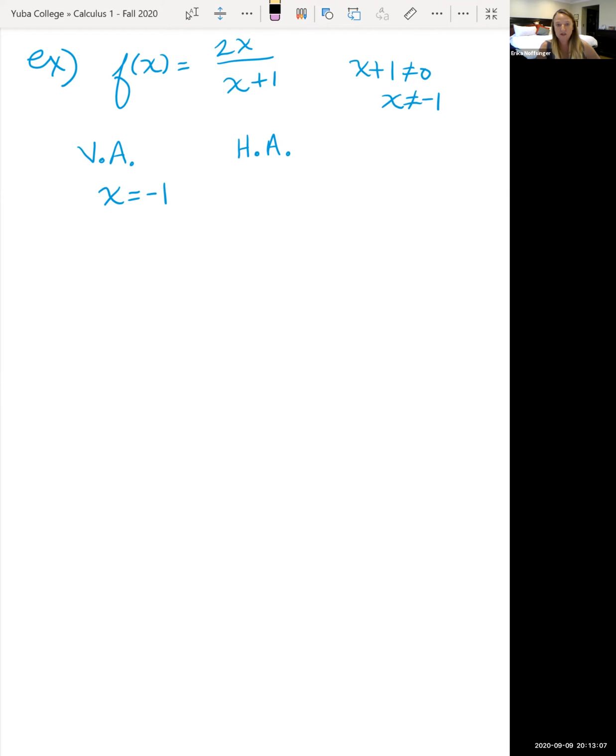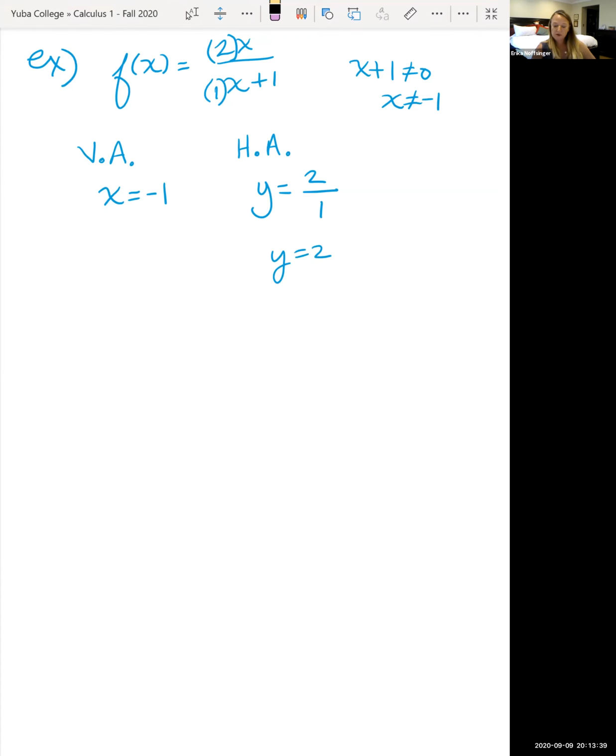If I look at the degree of the numerator, the exponent of this x is 1. Same thing in the denominator. So the degree of x plus 1 is also 1. They have the same degree. So I have a horizontal asymptote at the leading coefficient of the numerator, which is 2 in this case, all over the leading coefficient of the denominator. Well, no number in front of x is 1. And so we have a horizontal asymptote at y equals 2.